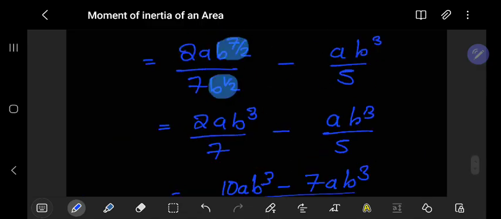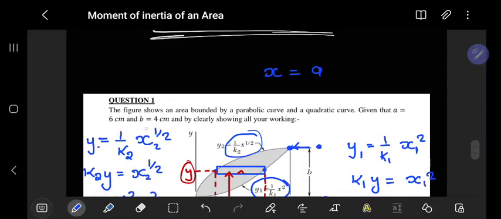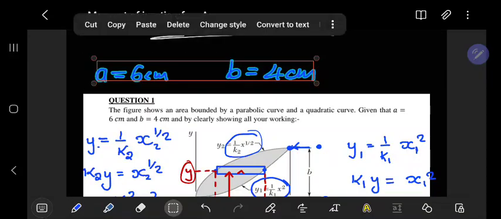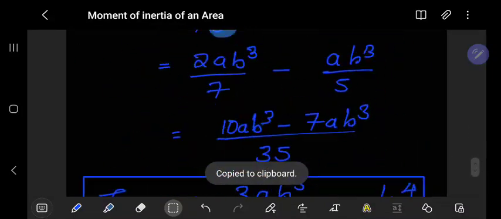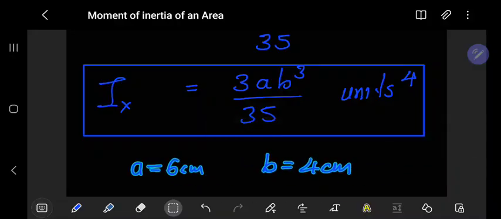Now, you have to remember, this question was specific. They actually said A is 6 centimeters. And they're also saying that B is 4 centimeters. What are we doing then? You can then get these values, given that this is that and this is that, by clearly showing all your working. Okay, so we have this. You can get these values for A and B, bring them to this expression, and substitute them.